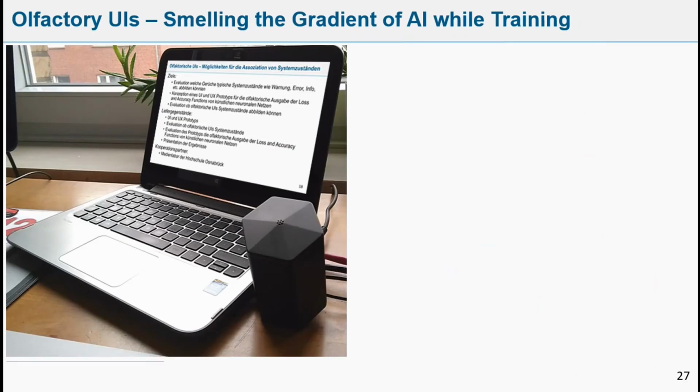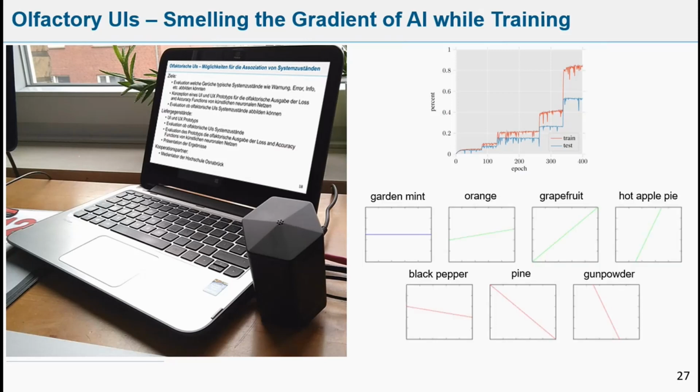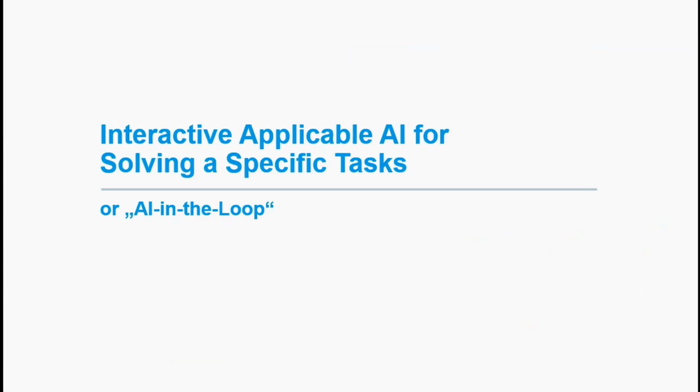This is the olfactory output device, and now the idea is that we might be capable of smelling these training curves. A student group of mine tried to represent a gradient of 0 with garden mint, with orange, and negative gradients with gunpowder. However, the first studies show that no one can draw the diagram by only smelling it. But yeah, it's only one idea for covering this part while learning.